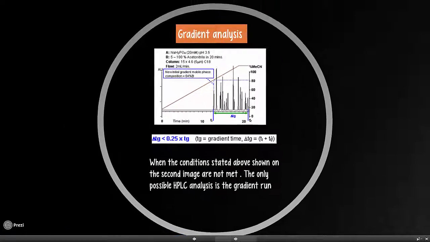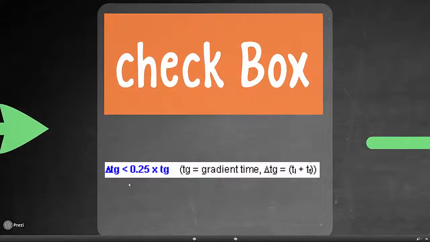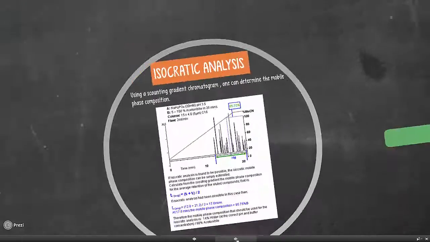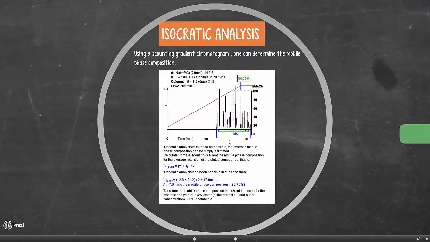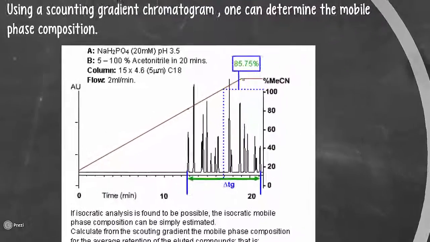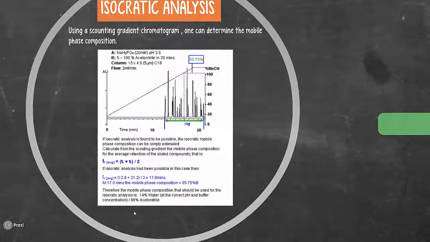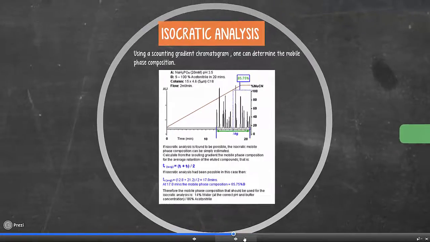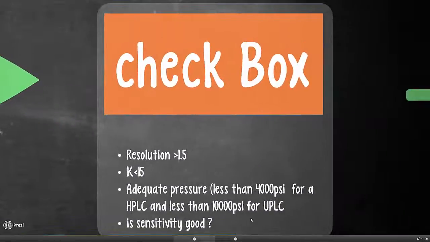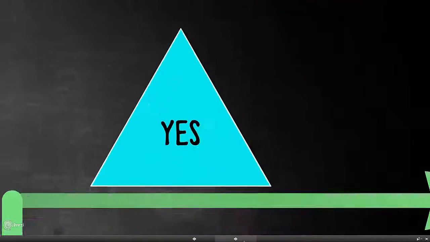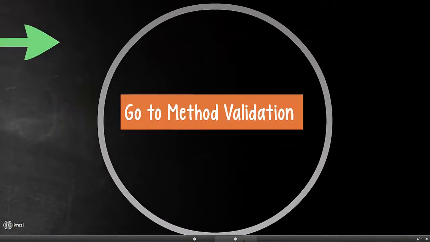So let's go to our checkbox. Our checkbox will see if this is met. If this condition is met, we move to isocratic analysis. In isocratic analysis, we can determine the mobile phase composition by following this instruction here. If we do it, we go to our checkbox and see if these conditions are met. If these conditions are met, we go to method validation.